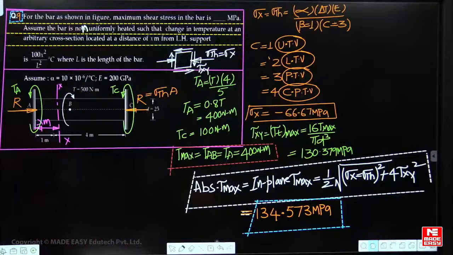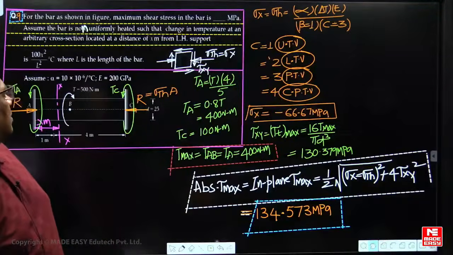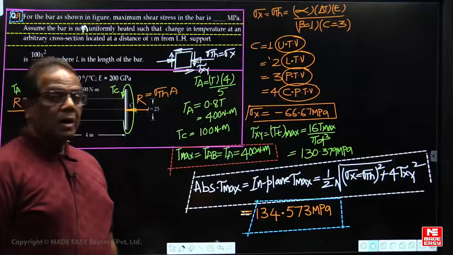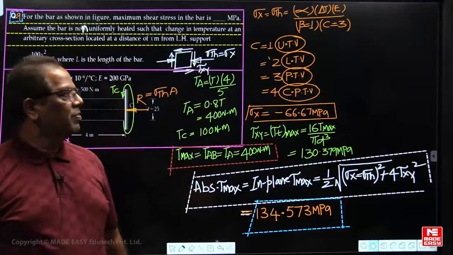Some friends have given the correct answer now. Kadir Ansar has given 134. Good. Macrock has also given 134.573. Good. Otherwise, if you go systematically, it takes more time now.